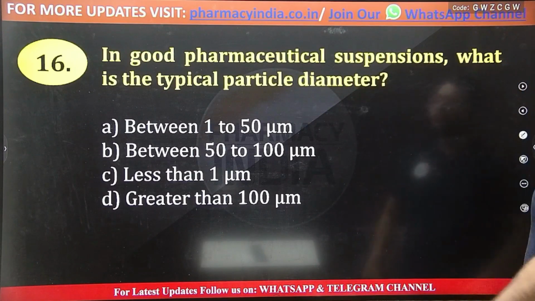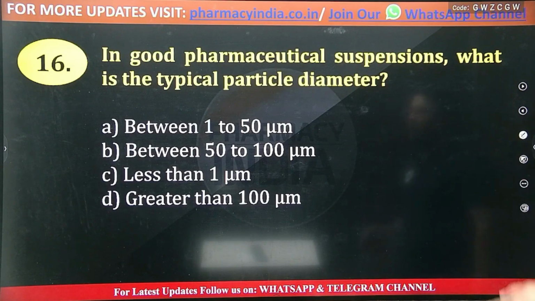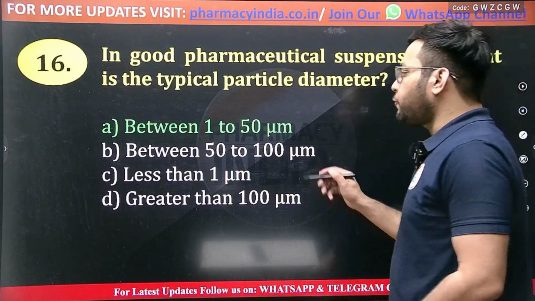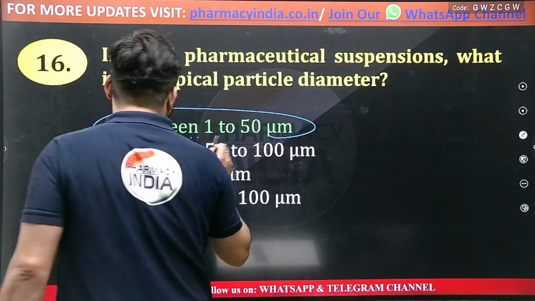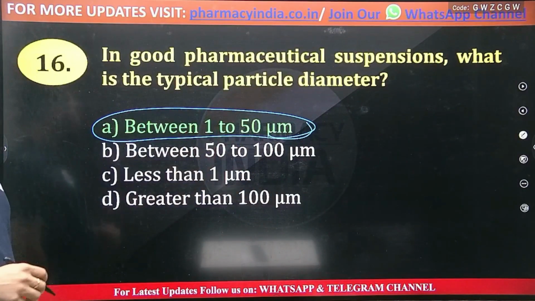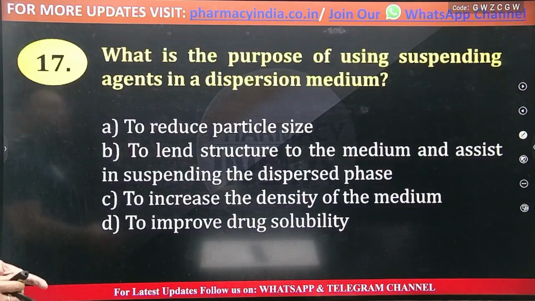In a good pharmaceutical suspension, what is the typical particle diameter? We have to tell the typical diameter range. So the correct answer is between 1 to 50 micrometer. This is the typical mean particle diameter. Now moving on to the next question.